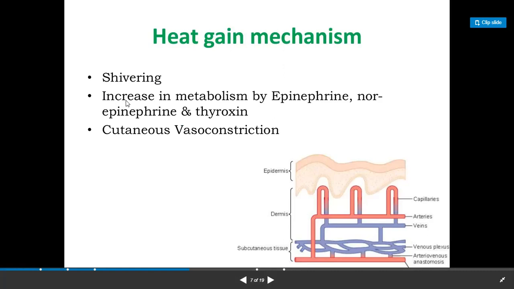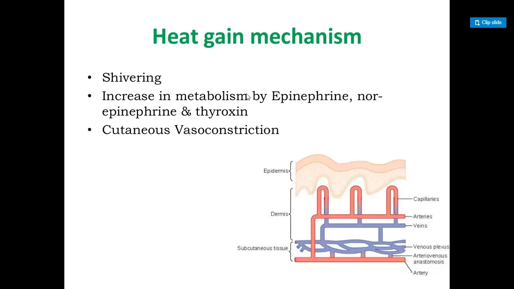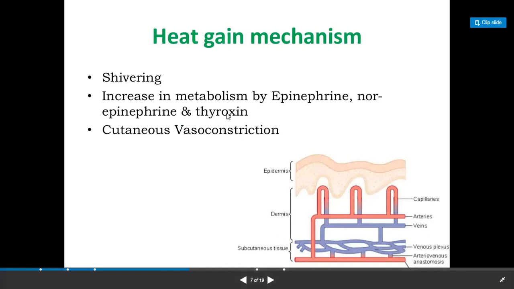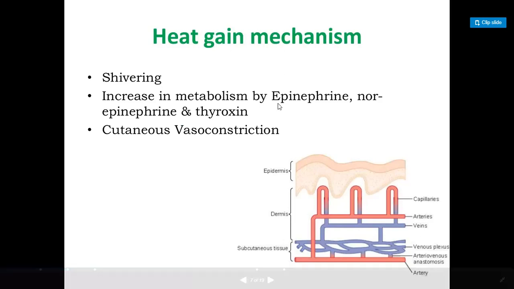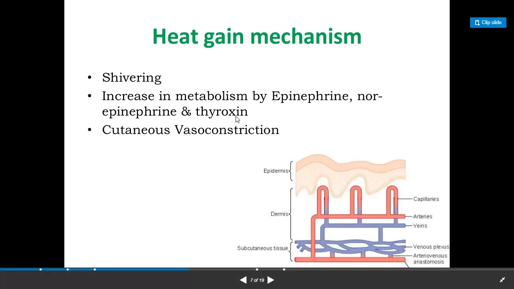Two, your body increases your metabolism by releasing hormones like epinephrine. Another name for epinephrine is adrenaline. So your body increases the metabolism by releasing epinephrine, norepinephrine, and thyroxine. I told you under negative feedback that thyroxine helps to increase body metabolism, T3 and T4, thyroxine and triiodothyronine from the thyroid gland. So they control temperature. The three main hormones that you should remember that regulate temperature are epinephrine, norepinephrine, and thyroxine.